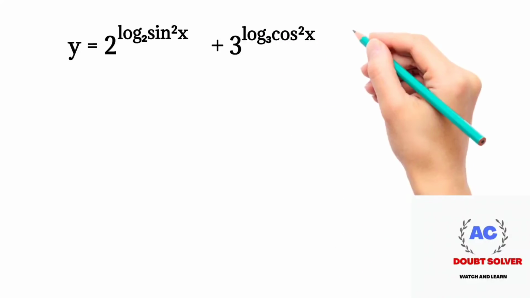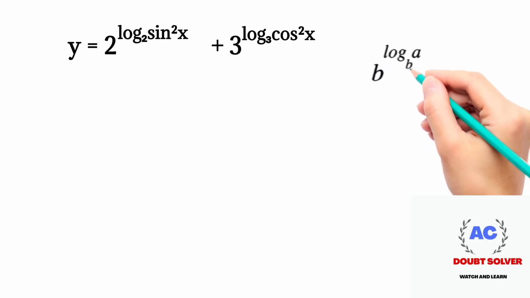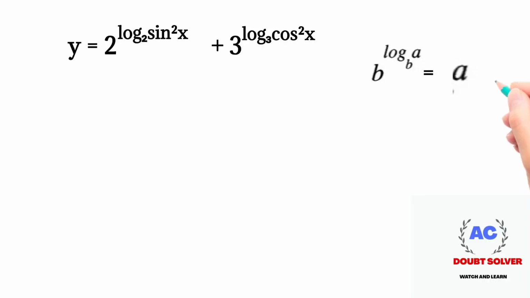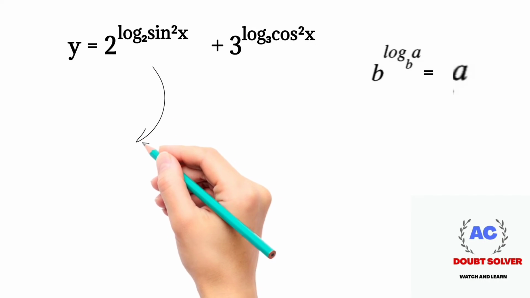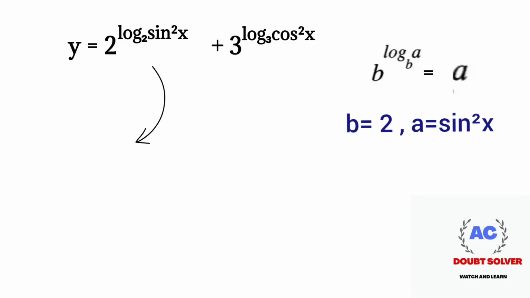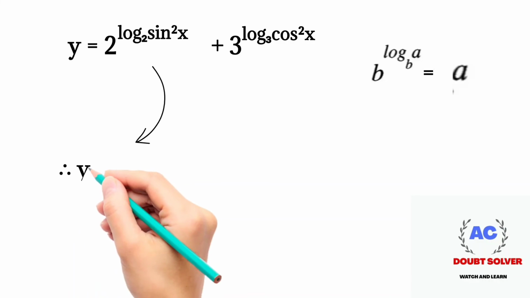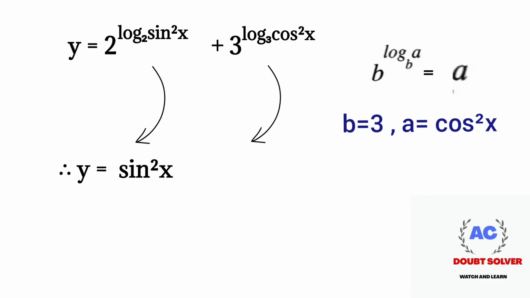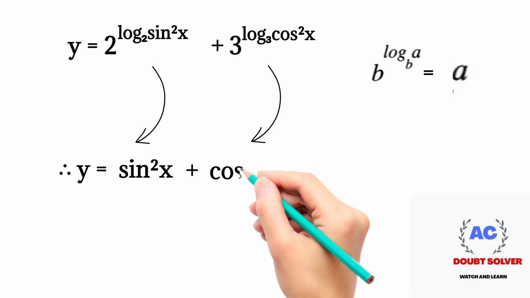Now we use the logarithmic property as we wrote first: b to the power log a base b is a. So here we can see b is 2 and a is sin square x. Therefore 2 to the power log to the base 2 sin square x is a, where a is sin square x. So therefore y is equal to sin square x, plus here b is 3 and a is cos square x. So therefore 3 to the power log to the base 3 cos square x is a, where a is cos square x. So therefore y is equal to sin square x plus cos square x.